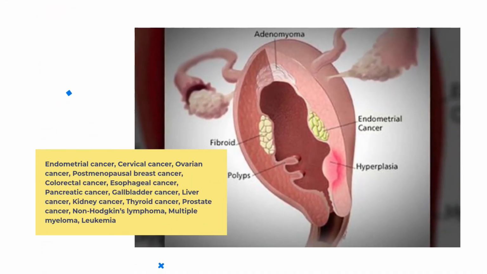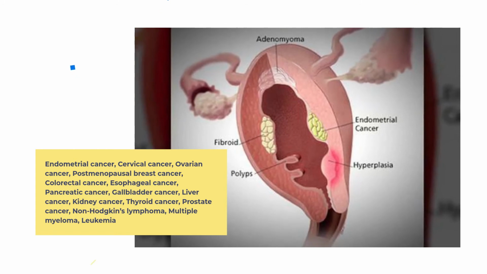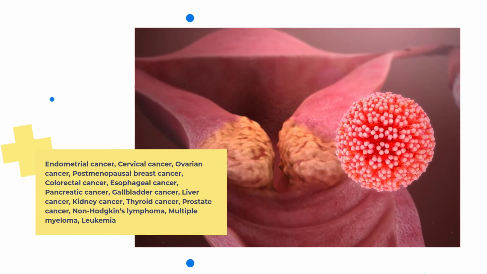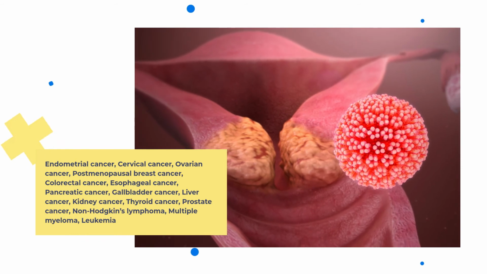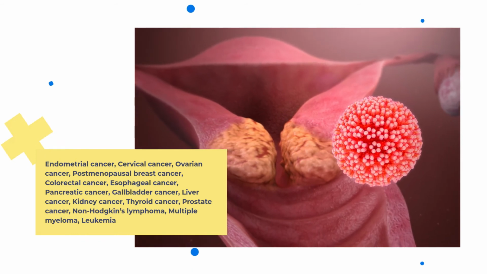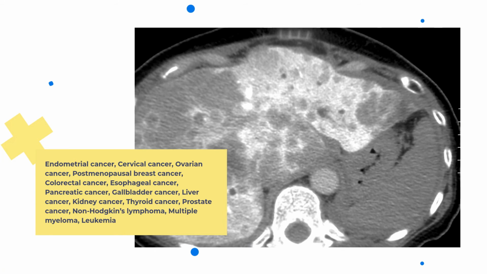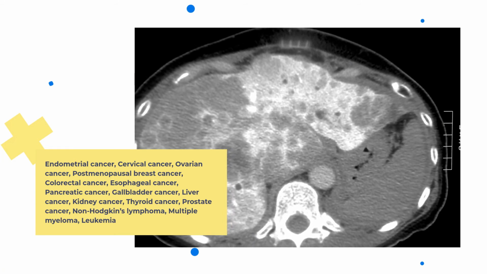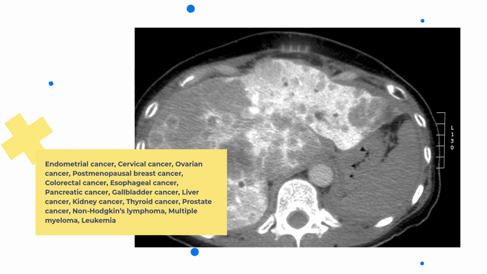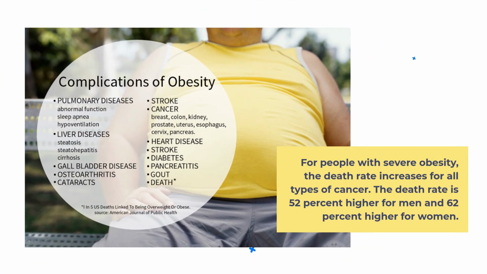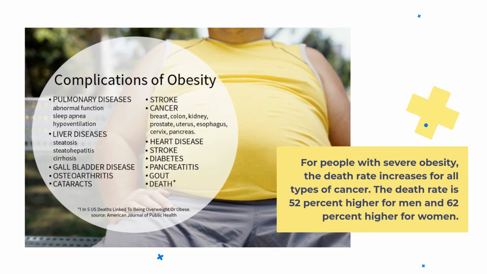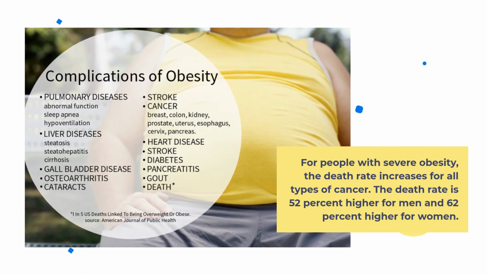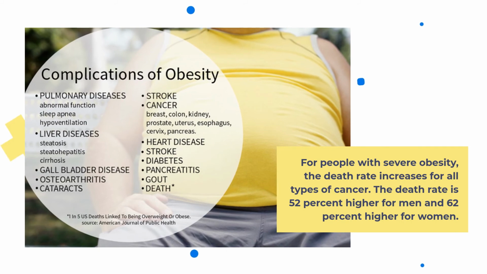endometrial cancer, cervical cancer, ovarian cancer, postmenopausal breast cancer, colorectal cancer, esophageal cancer, pancreatic cancer, gallbladder cancer, liver cancer, kidney cancer, thyroid cancer, prostate cancer, non-Hodgkin's lymphoma, multiple myeloma, leukemia. For people with severe obesity, the death rate increases for all types of cancer. The death rate is 52% higher for men and 62% higher for women.